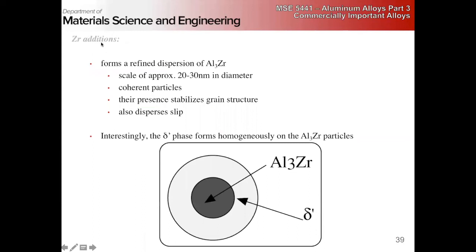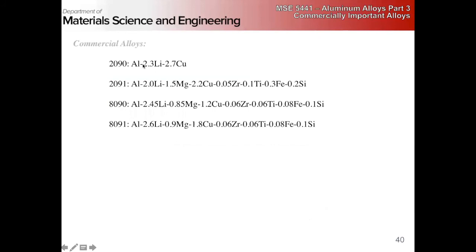Sometimes zirconium's added. Zirconium is interesting because you get aluminum 3 zirconium that precipitates out first, which the delta prime phase can actually nucleate homogeneously on. Right? So these aluminum 3 zirconium particles are roughly 20 to 30 nanometers, stabilize the grain structure, and disperse slip. So all in all, it's a pretty good alloying composition.